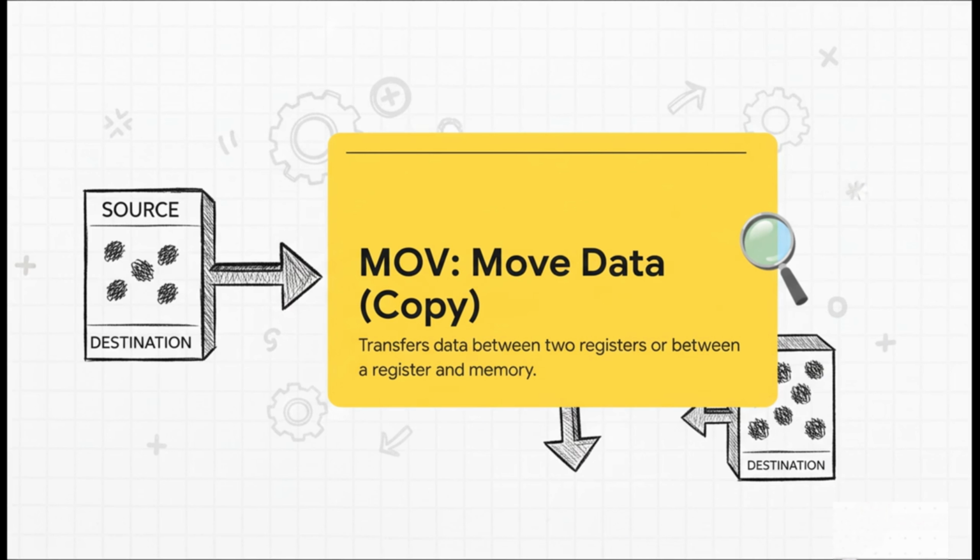And the undisputed star of this show is the MOV instruction. Now, its name is a little bit misleading. It doesn't actually move the data in the sense of cutting and pasting. It copies it. It makes a perfect clone of a piece of data from a source and then places that copy in a new destination, leaving the original completely untouched.